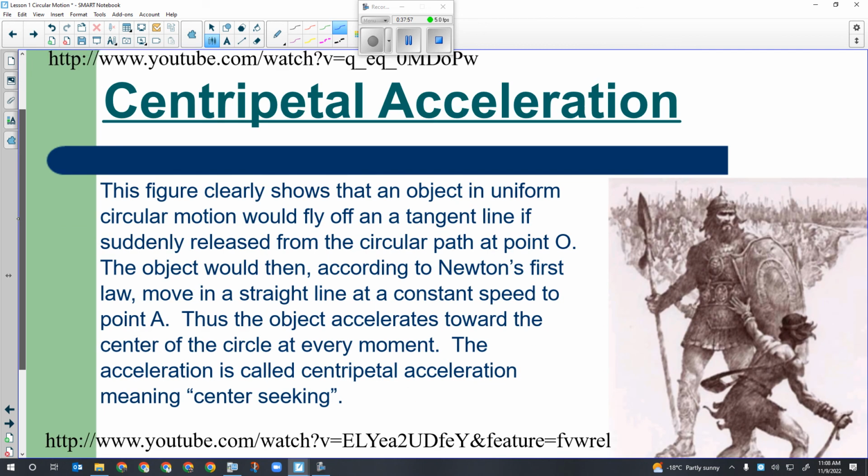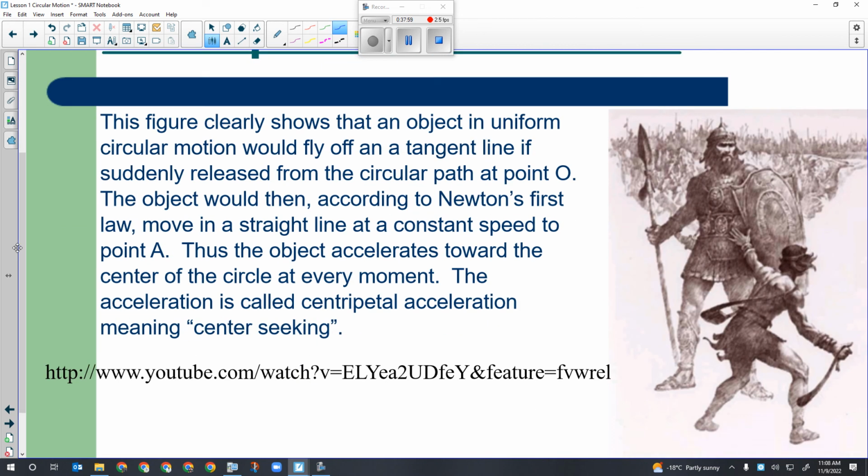All right. So the figure clearly shows that in uniform circular motion, an object would fly off in a tangent if it was suddenly released, which is what I demonstrated when I almost hit Reese over there. Okay. So that object then, according to Newton's first law, moves in a straight line at a constant speed. Okay, but it would be equal to the speed it was moving in the circle at. Okay? It's just now that centripetal acceleration is gone.